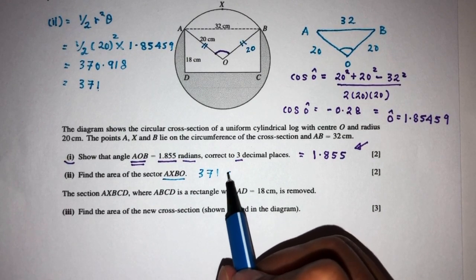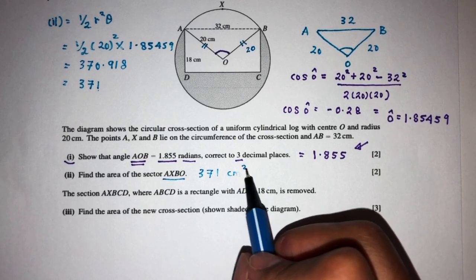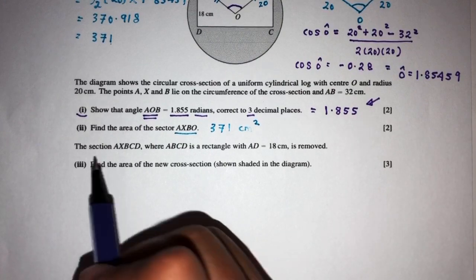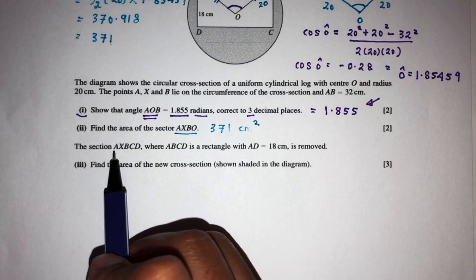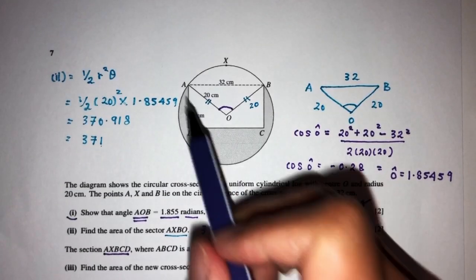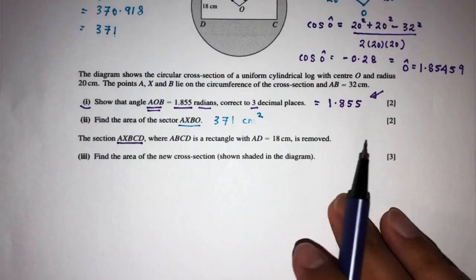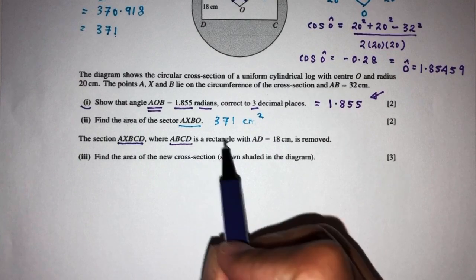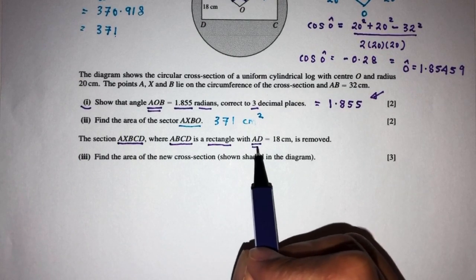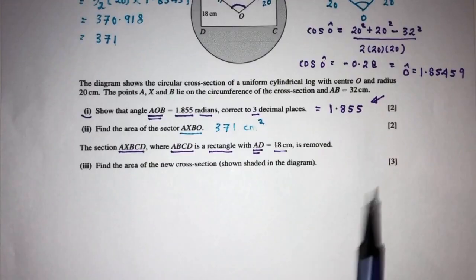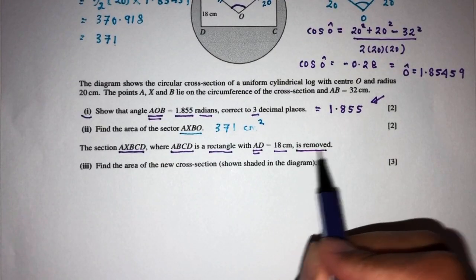That will be centimeters square for area. Okay, good. Now let's move on. Now, the section AXBCD, where ABCD is a rectangle with AD equal to 18. So AD equal to 18 has been removed. So we remove that part.